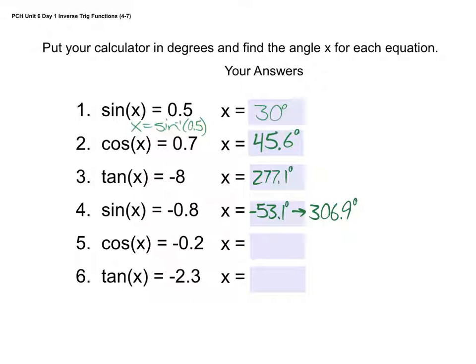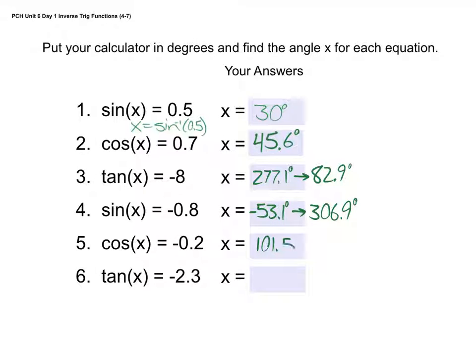And on the previous one, what did the calculator give you? I know it did give you 277.1. It gave you a negative, negative 82.87. Okay, so you got that. On number 5, the cosine is negative 0.2, so what is x? 101.5.